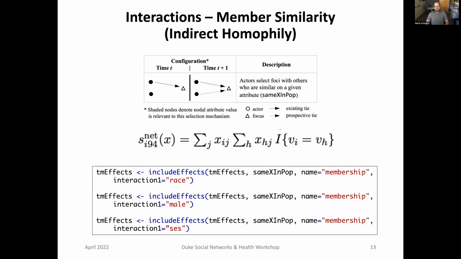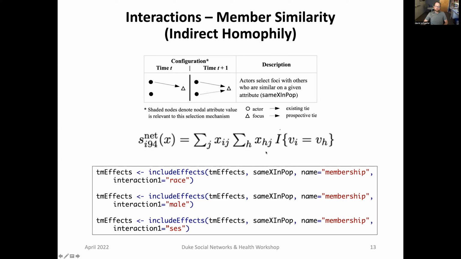Okay. The indirect homophily effect. Here what we're doing is we have an actor with a given attribute who is a member of a foci at time 1, and then at time 2, a different actor with that same attribute joins that foci. So this indirect homophily via the foci is what we're capturing.